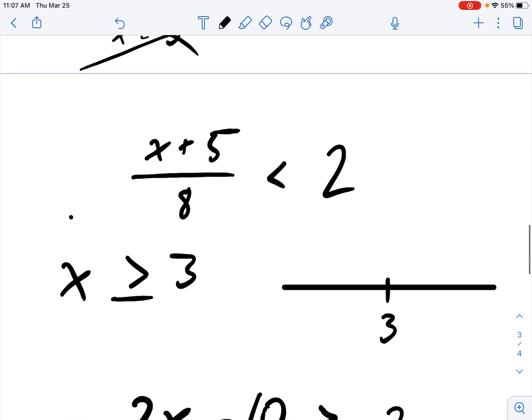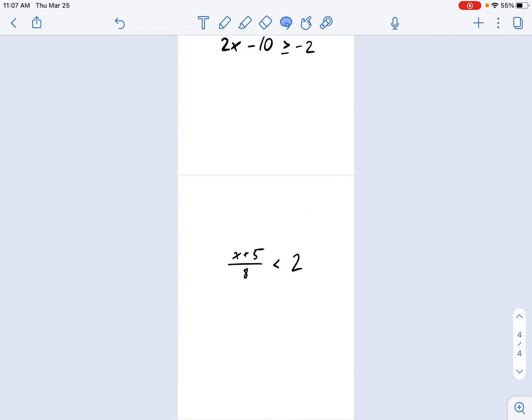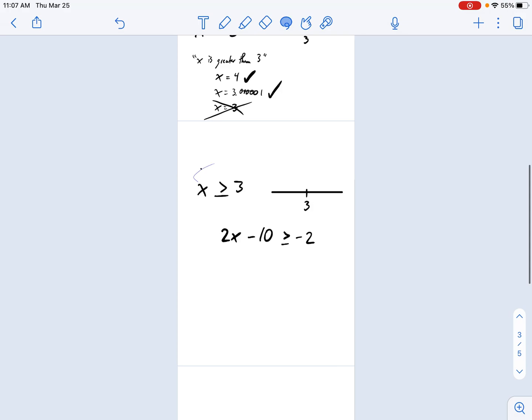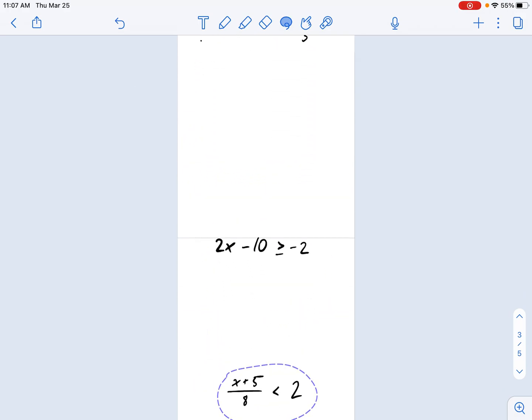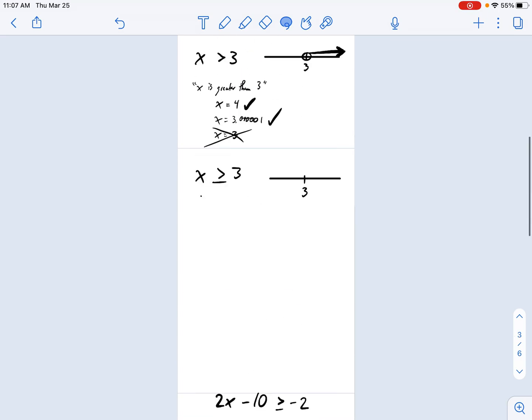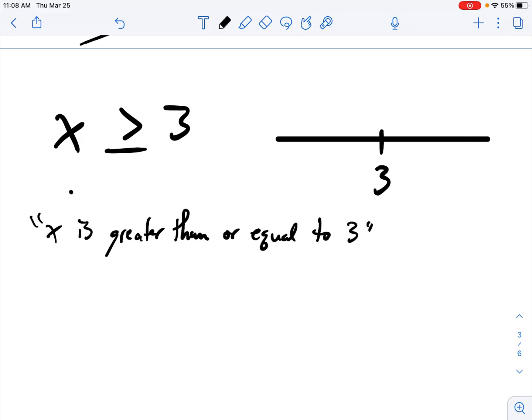And then the next one, sorry, let me just clean this up a little bit for you. Okay. So here we have x is, the way we read this is x is greater than or equal to 3. Okay? Greater than or equal to 3.